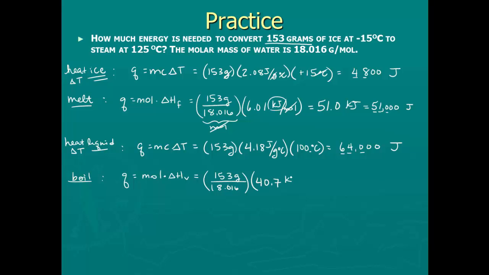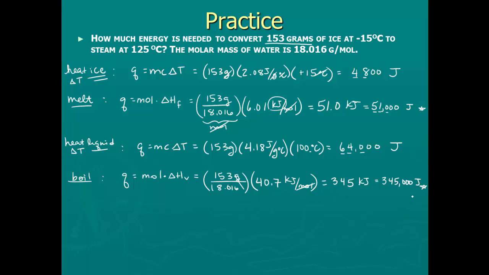40.7, that's kilojoules per mole. Okay, the moles cancel, so that unit cancels. Pause, write down your answer, and remember that it's in kilojoules. It's 345 kilojoules with 3 sig figs, so I'm going to write out 345,000 joules. Okay, and in a second we're going to talk about why it takes so much more energy to vaporize it than it did to melt it.